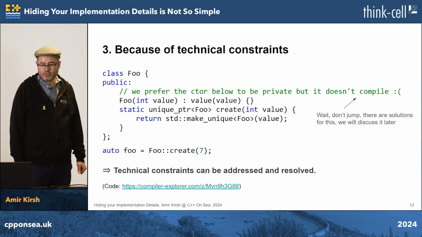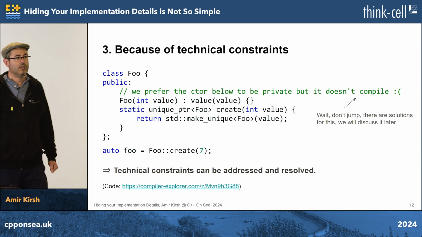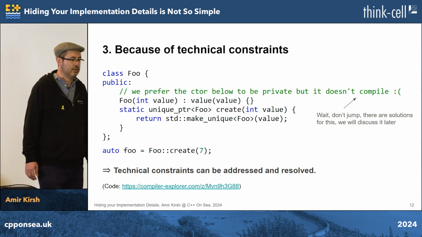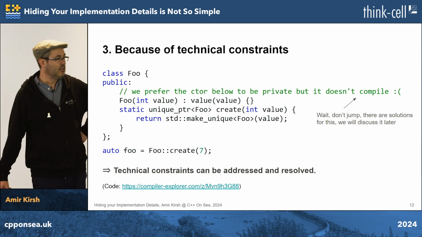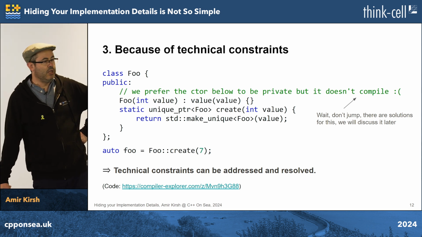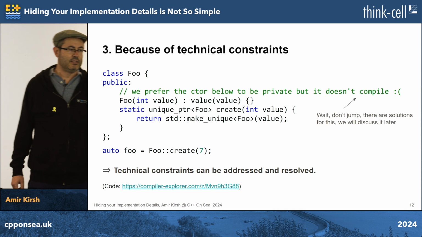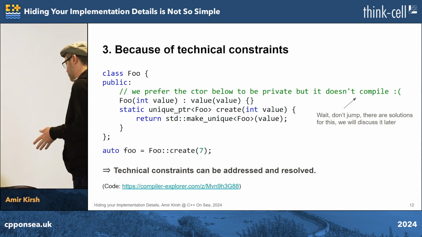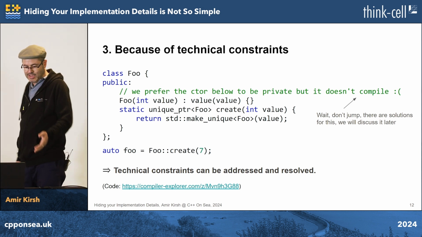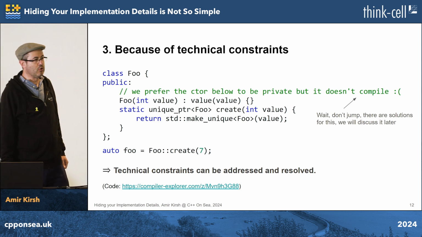In some cases, it is because of technical constraints. Did you try to create a factory based on unique_ptr, then hiding the constructor in private? It's problematic because make_unique needs to call the constructor, so make_unique needs visibility of the constructor. Friendship doesn't help here. And there is a way to do that, but if you just try to put Foo's constructor in private, it would not compile.